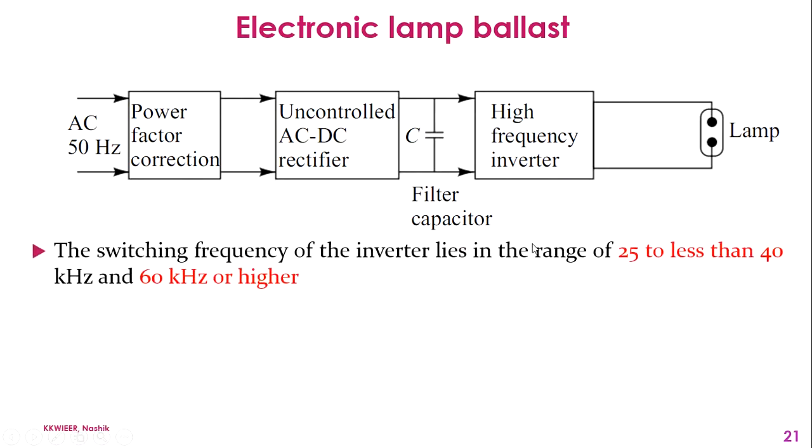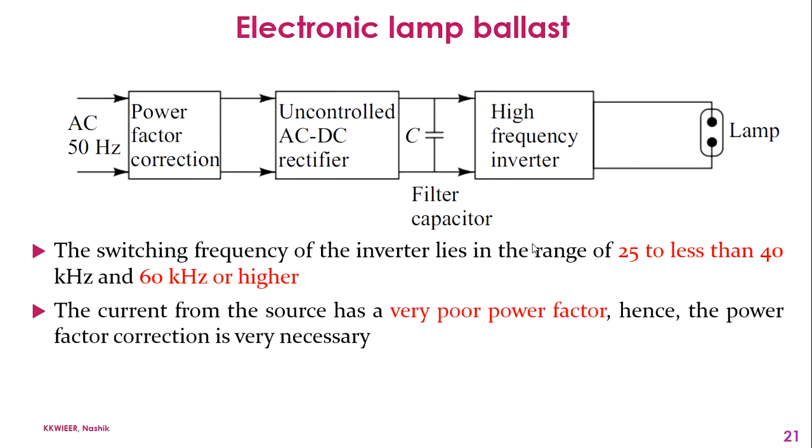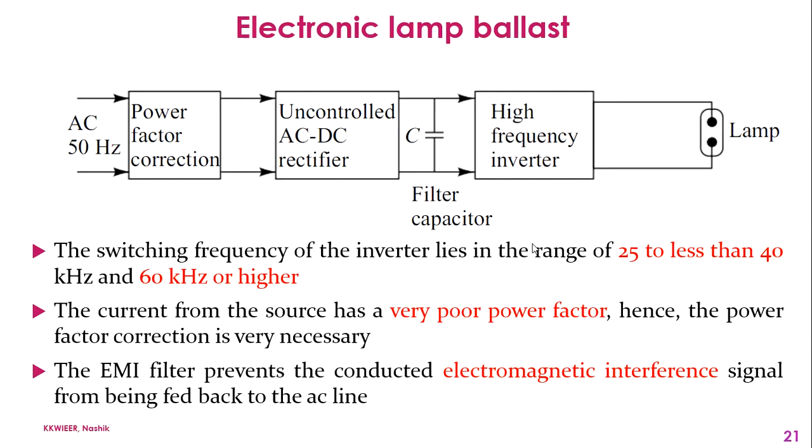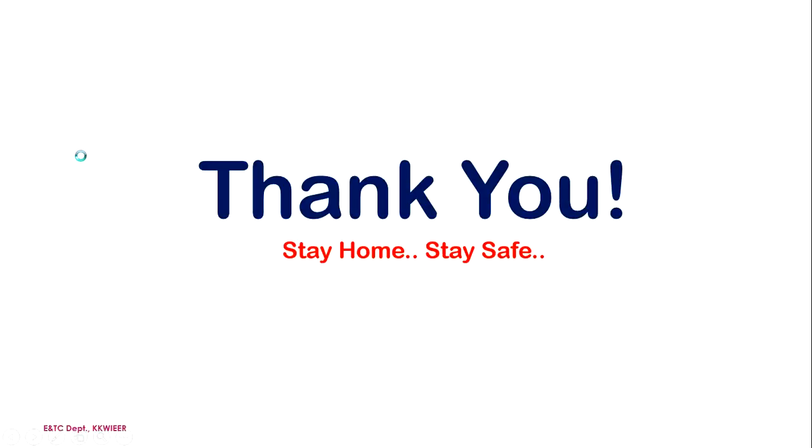The switching frequency of the inverter lies in the range of 25 to less than 40 kHz, and 60 kHz or higher. The current from the source has a very poor power factor, hence the power factor correction is necessary. The EMI filter prevents the conducted electromagnetic interference signal from being fed back to the AC line. So this is all about the two applications of power electronics: one is the battery charger and another is the fluorescent lamp ballast.